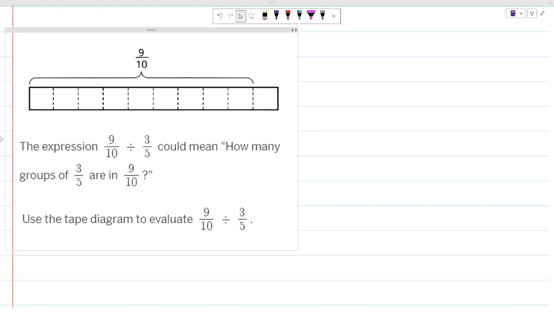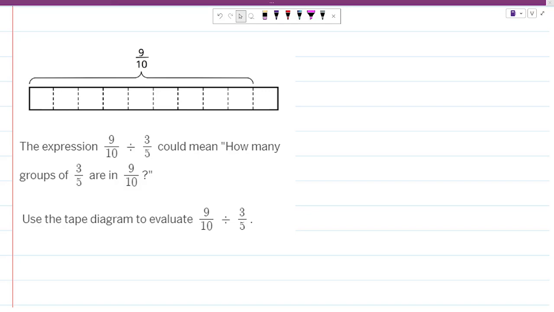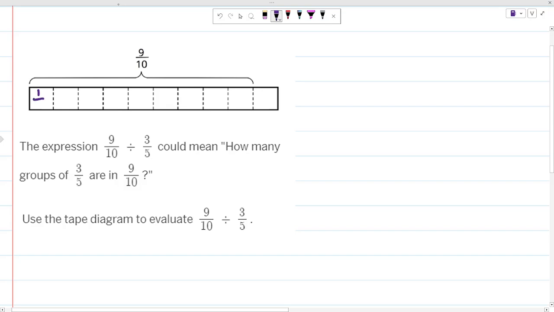So one thing we want to notice in this tape diagram is we've got 9/10 in this brace here. Overall, we have one whole here cut into 10 equal parts. So that means the size of one of these parts is 1/10.